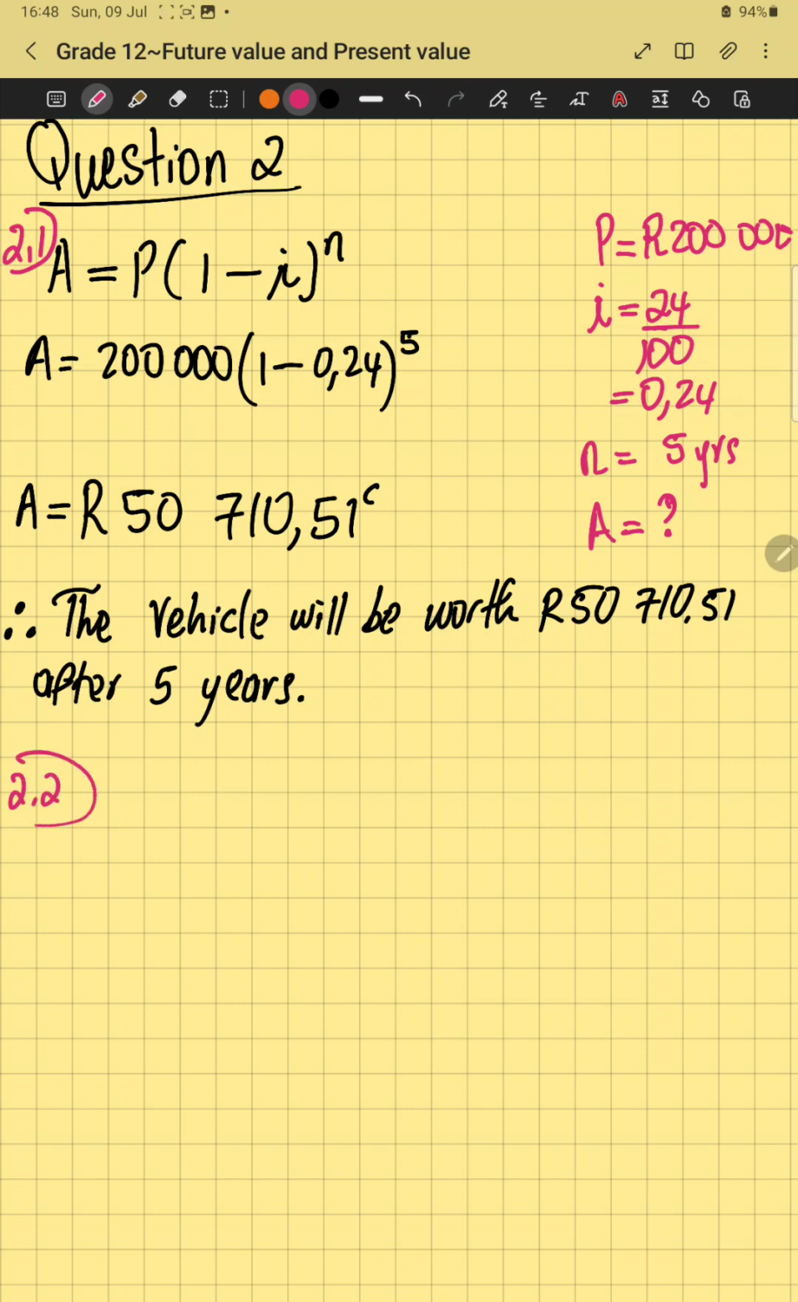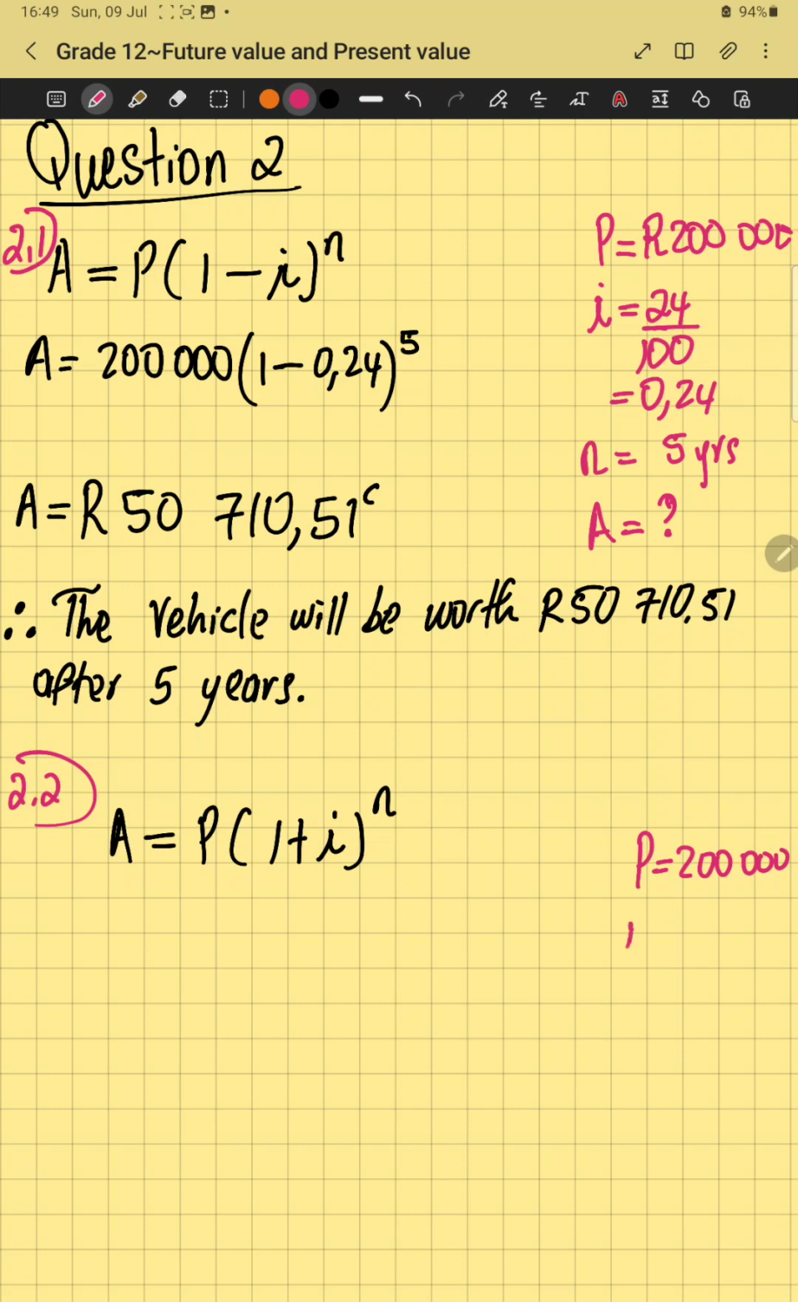Is 2.2. Now if we want to know the price of the new vehicle, we are going to use a compound interest formula. Okay, because we want to know the price of the new vehicle. Now let me write down the formula. This is the information, this is the formula. Now let's also write down the information that we have. It's still the same price.